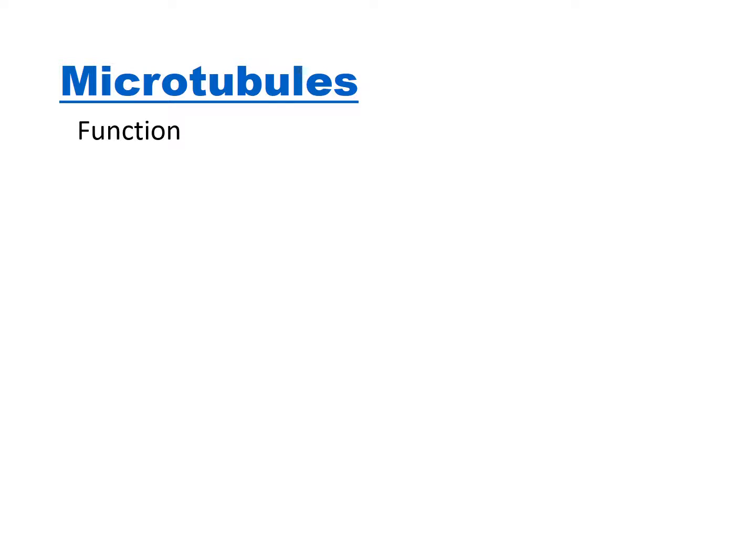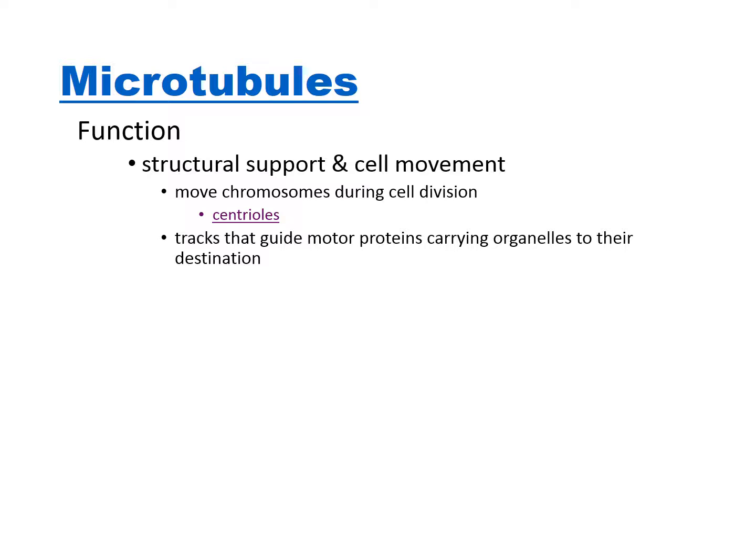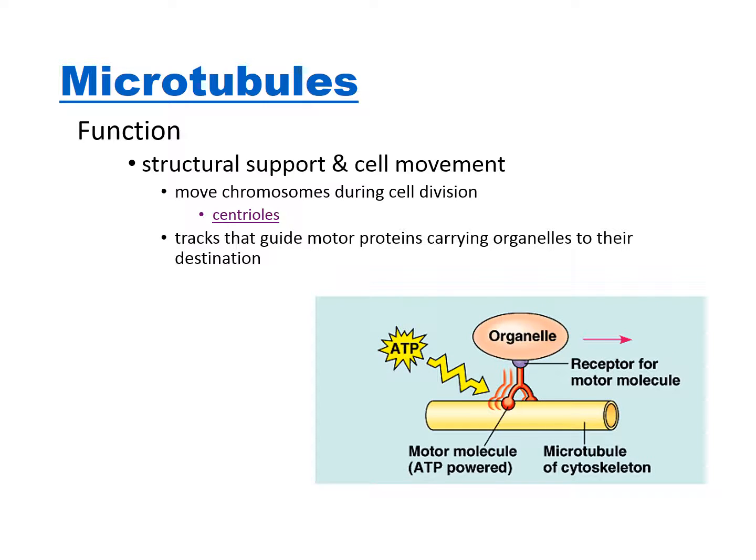The function of microtubules extends beyond their structural kind of strut function, holding the cell up or giving it its shape. They're also involved in moving materials throughout the cell. The chromosomal migration during mitosis is dictated by the construction and destruction, really, of microtubules. The centrioles are really the organizing structures of those microtubules. They also act as kind of like railways for motor proteins to actually walk along.